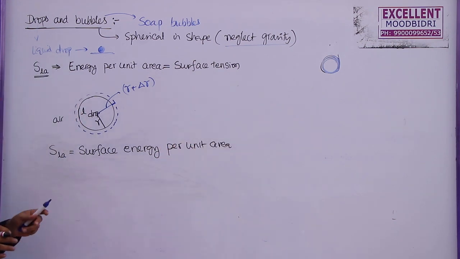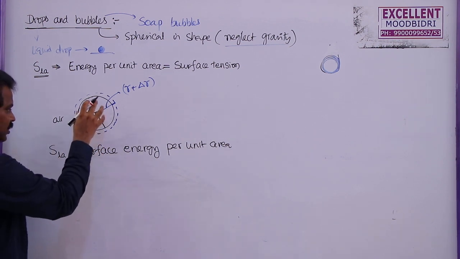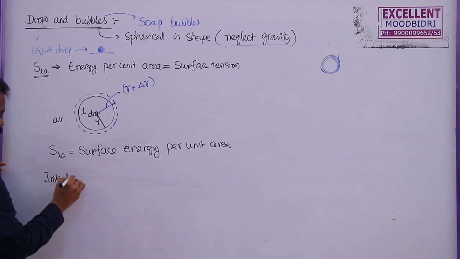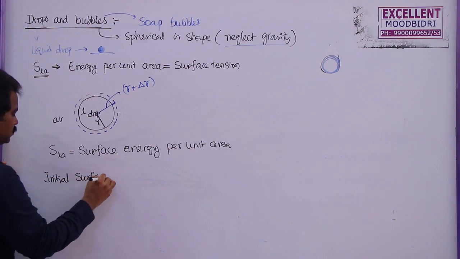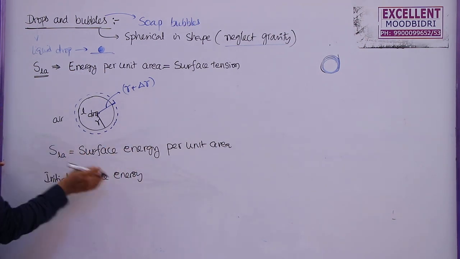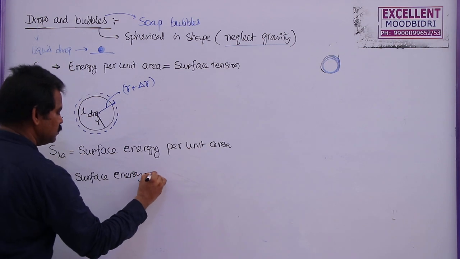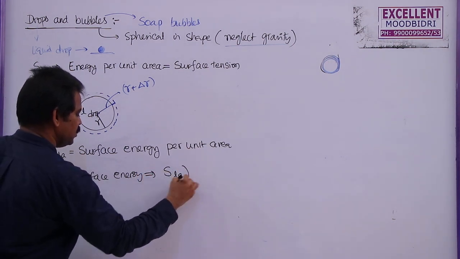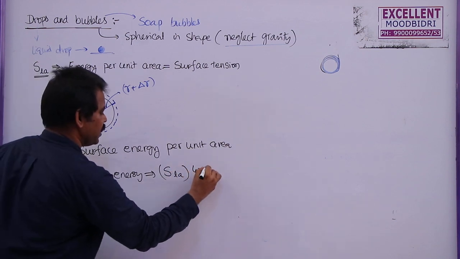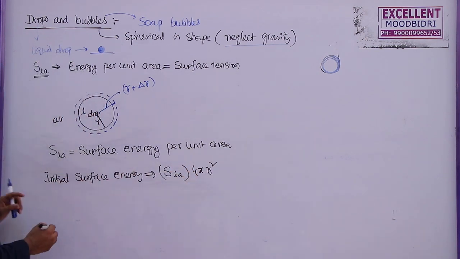So initially, with the radius r, what is the total surface energy in this drop? Initial surface energy. This is energy per area, and if you cross multiply, it will be surface energy. So this is S_LA into the surface area. What is the initial surface area of this drop? 4 pi r square. That is the surface area.